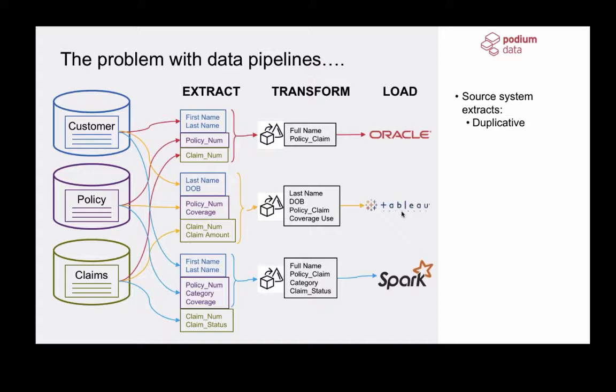So the problem with this, right? So let's just start with the source systems. We're doing duplicative extracts from those source systems, right? Over and over and over again. Multiple loads, not great. We end up resizing these things just to handle this. We get smaller and smaller windows in which we can do extracts. That's the problem. We do inconsistent extracts from these systems.